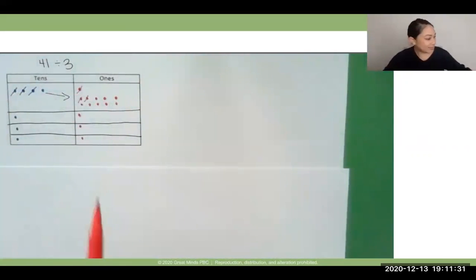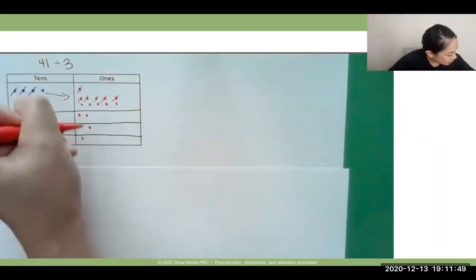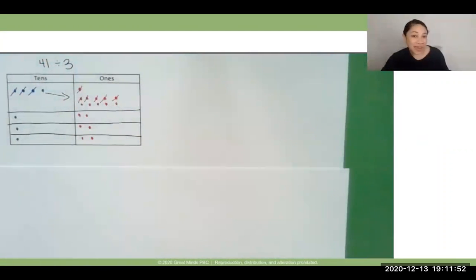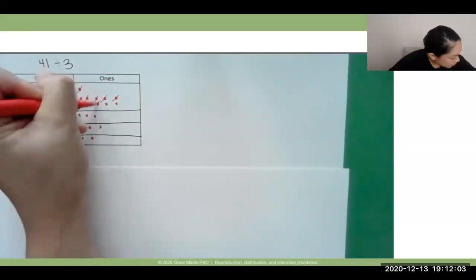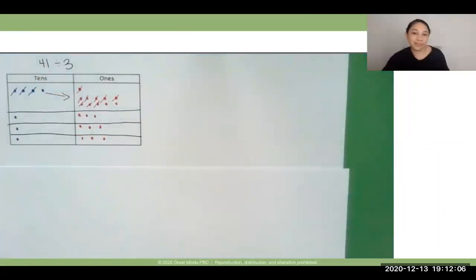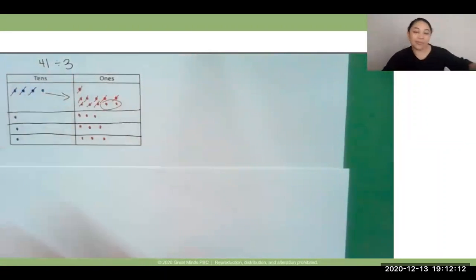How many ones are remaining? Here we can see that we have 8 ones remaining. Are there enough to distribute again? Yes, we can distribute 1 to each group. How many are left now? 5. Let's distribute again. We now have 2 remaining.